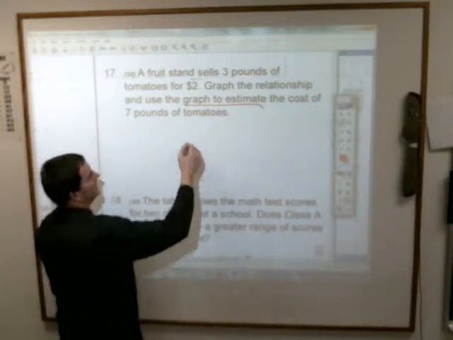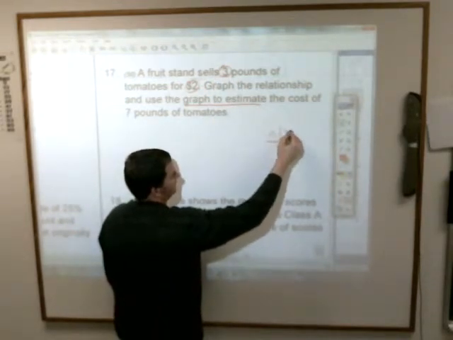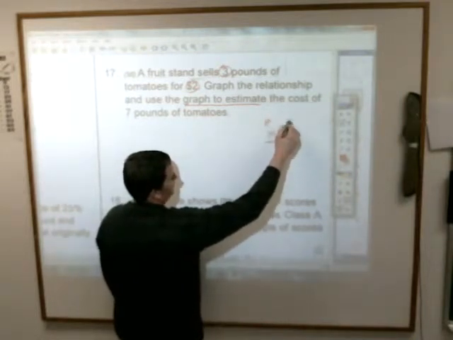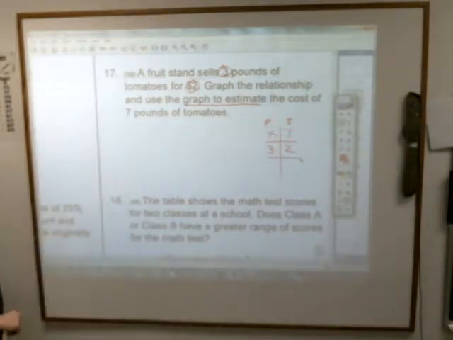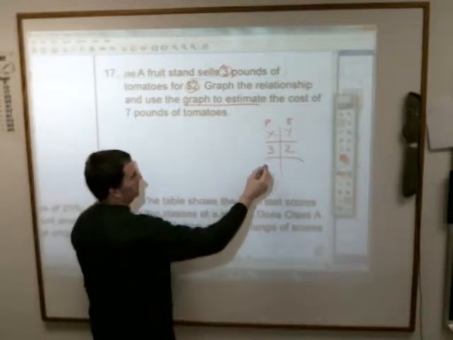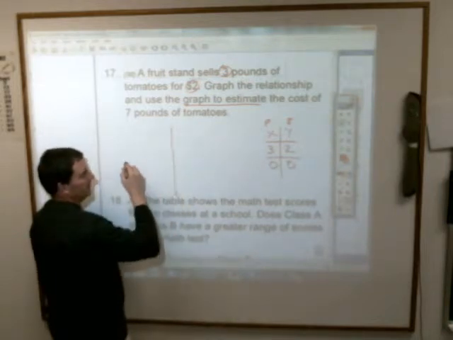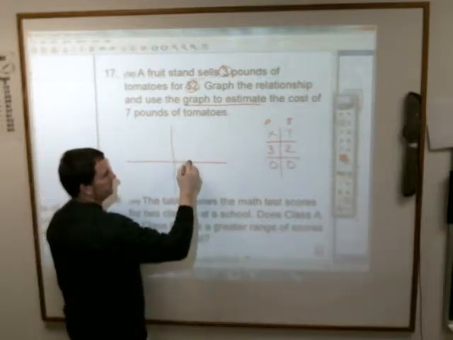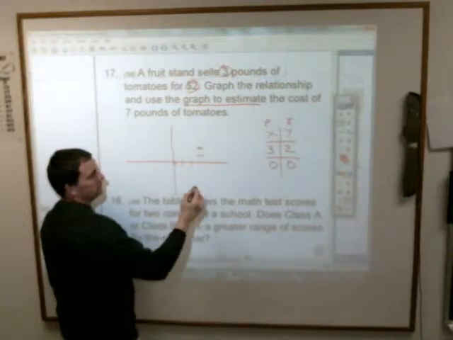They say that 3 pounds cost $2. Well, if I'm making x and y points, x is pounds, y is the dollars. 3 pounds cost $2. That only gives me 1 point. But another one is logical: if you buy 0 pounds of something, you're going to have $0. So basically what you're going to do is get a piece of graph paper. X is 3, Y is 2, and you have a point at 0, 0.